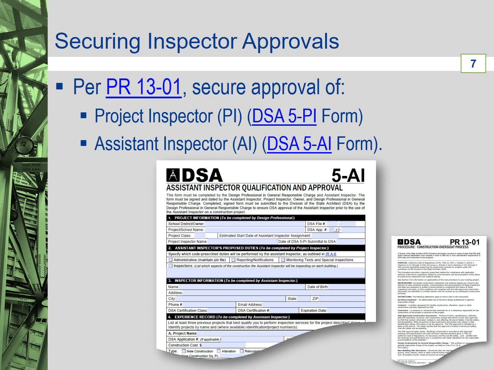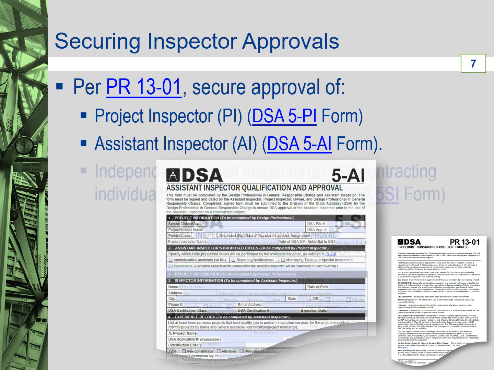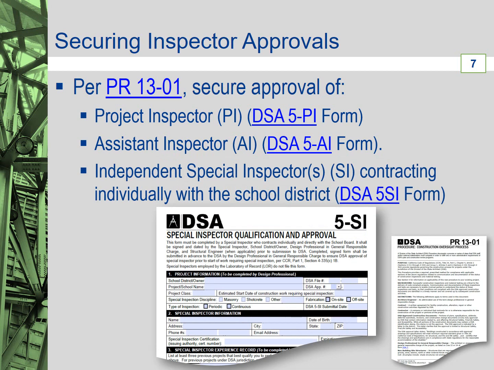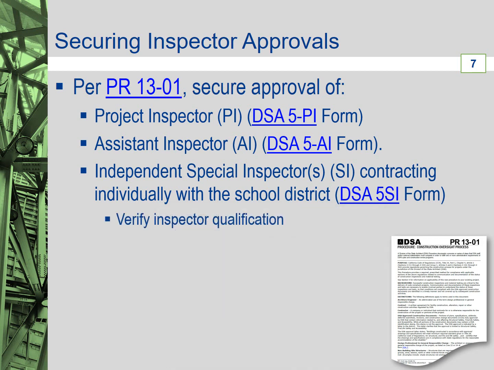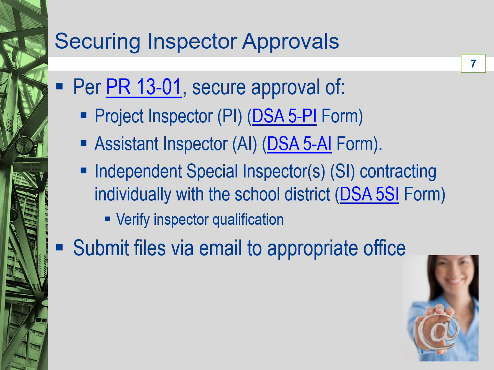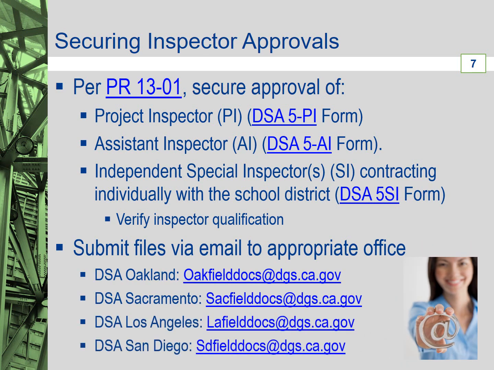The design professional must also secure approval from DSA using the DSA 5-SI form for any special inspectors who contract individually and directly with the school board, not employed by the laboratory of record, prior to commencement of work for which special inspection is required. Verify the qualifications and experience for such special inspectors. DSA PR 13-01 also provides additional requirements regarding the electronic submission to DSA of the DSA 5-PI, 5-AI, and 5-SI forms. All of these documents shall be submitted via email to the appropriate office at the email shown.